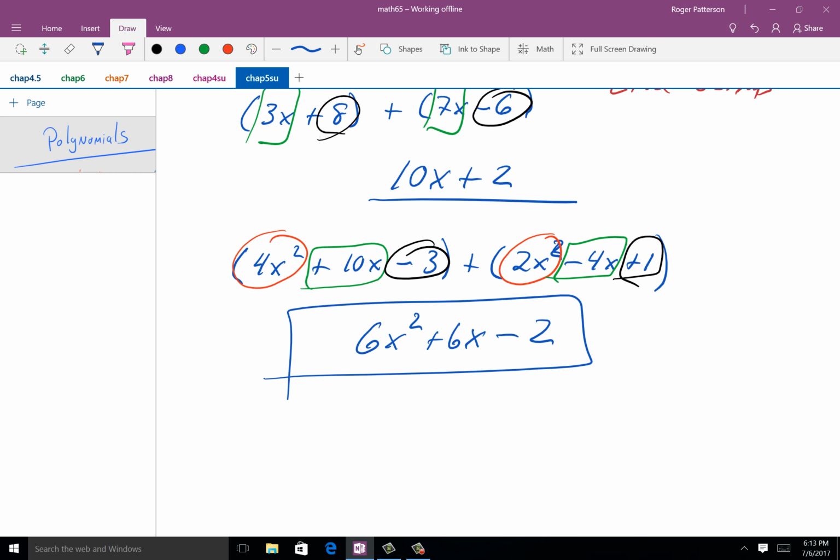Some of them are going to be kind of hard to discern what the power is, and that's okay. Just write them out then if you can't figure that part.